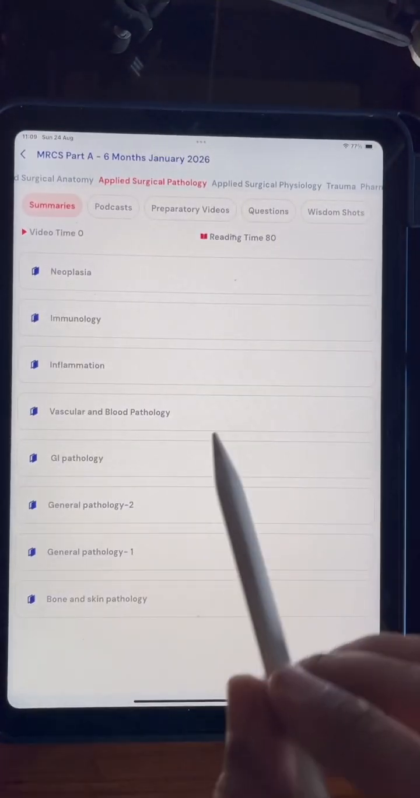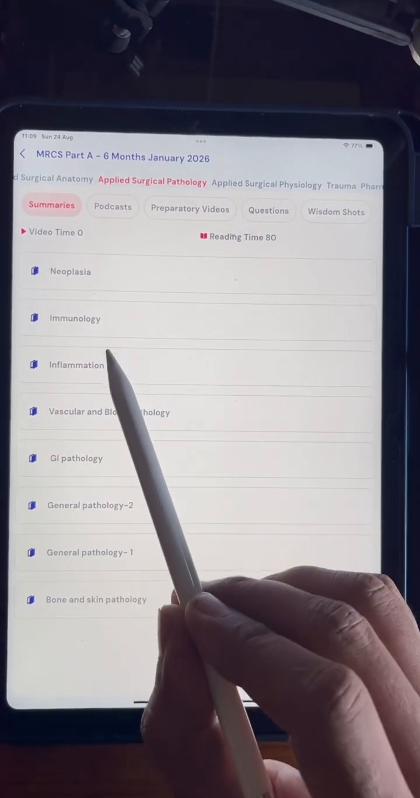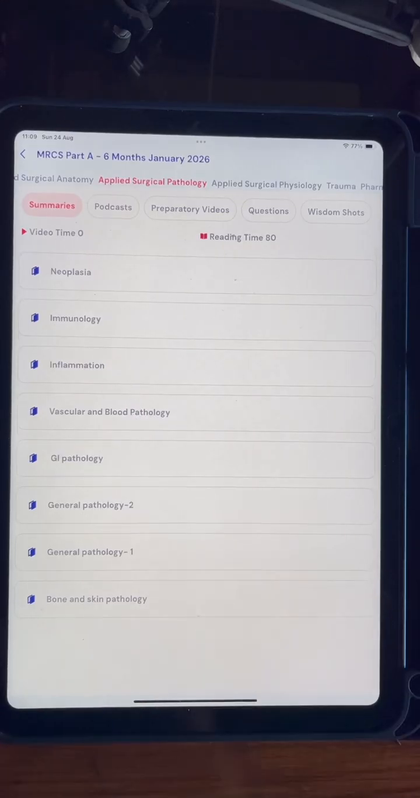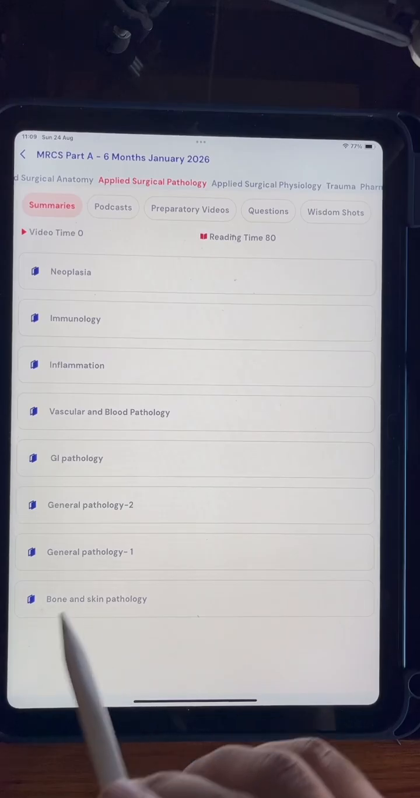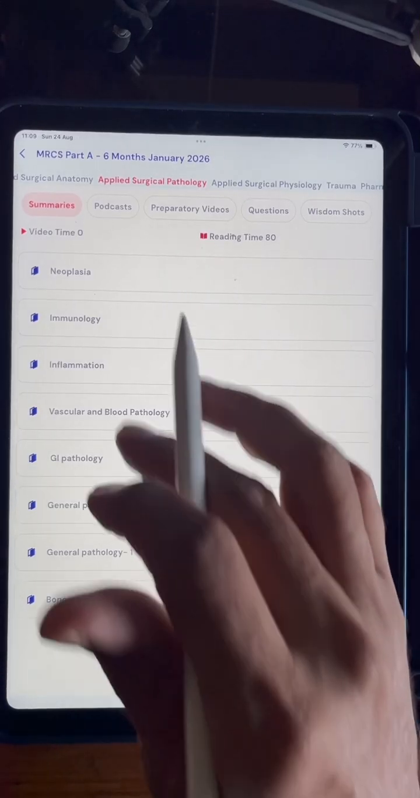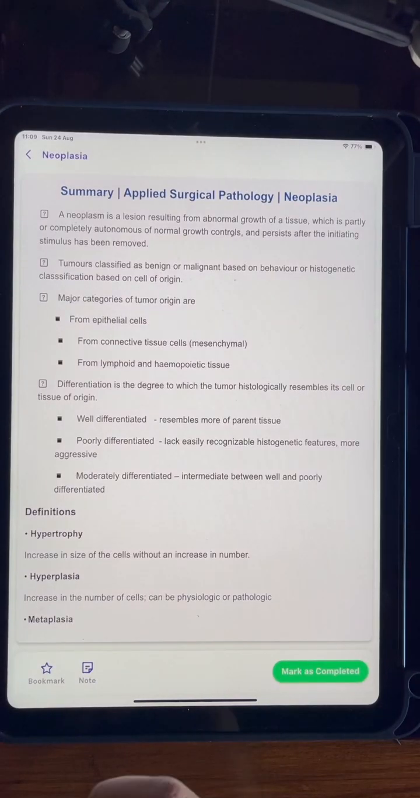So today I'm going to cover the topics neoplasia, immunology, inflammation, vascular pathology, vascular and blood pathology, GI pathology, general pathology, as well as bone. So let's go for the neoplasia.